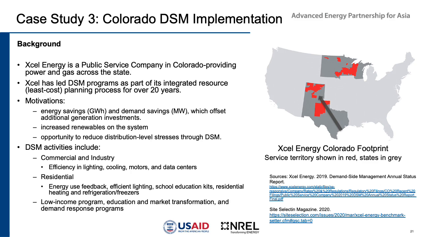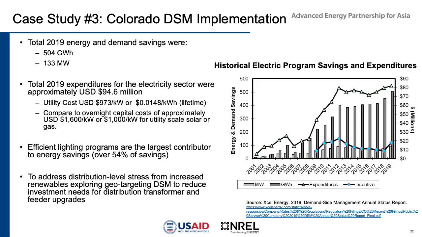And at the center of Colorado's demand-side management program is efficient lighting, which provides over 54% of the total savings. And then to better address some of the distribution level challenges, Colorado's using special micro-targeting to reduce the investment needs for distribution transformers and feeder upgrades. So that's a novel way to look very carefully at location-specific variables.